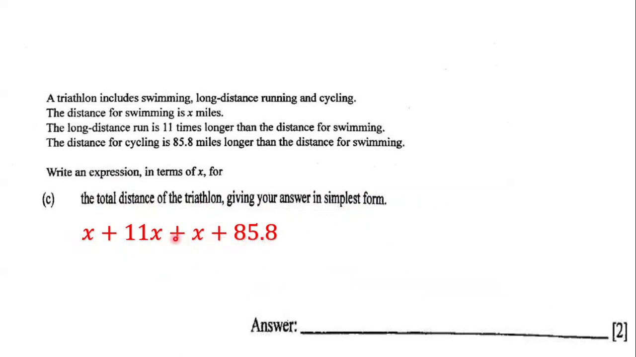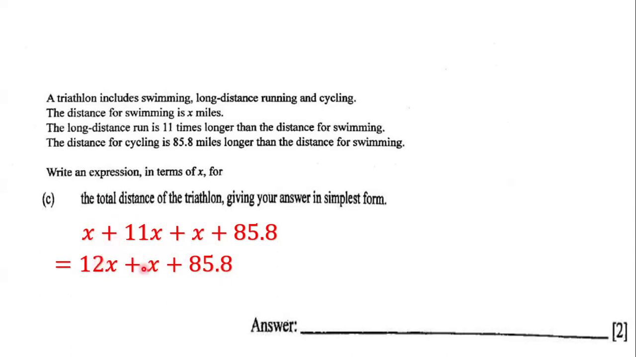Next, we have to add up all our X's. So we have X plus 11X plus X, and that's going to give us 12X plus X. How did we get that? Well, X plus 11X is going to be 12X, and then we bring down the X here. And we also bring down 85.8.